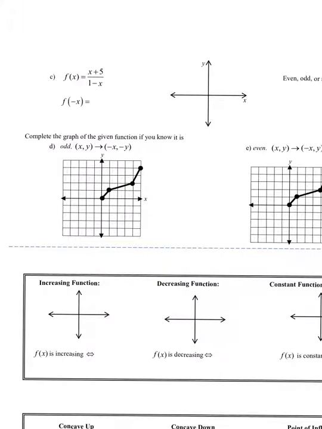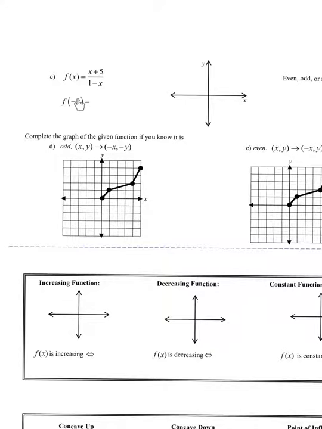Okay, so if we look at example C on the top of the next page, we're given a new function, x plus 5 over 1 minus x. And we want to test to see if this function is even or odd. So we have some information going into the graph. Will it be symmetric with respect to the origin, the y-axis, or neither?